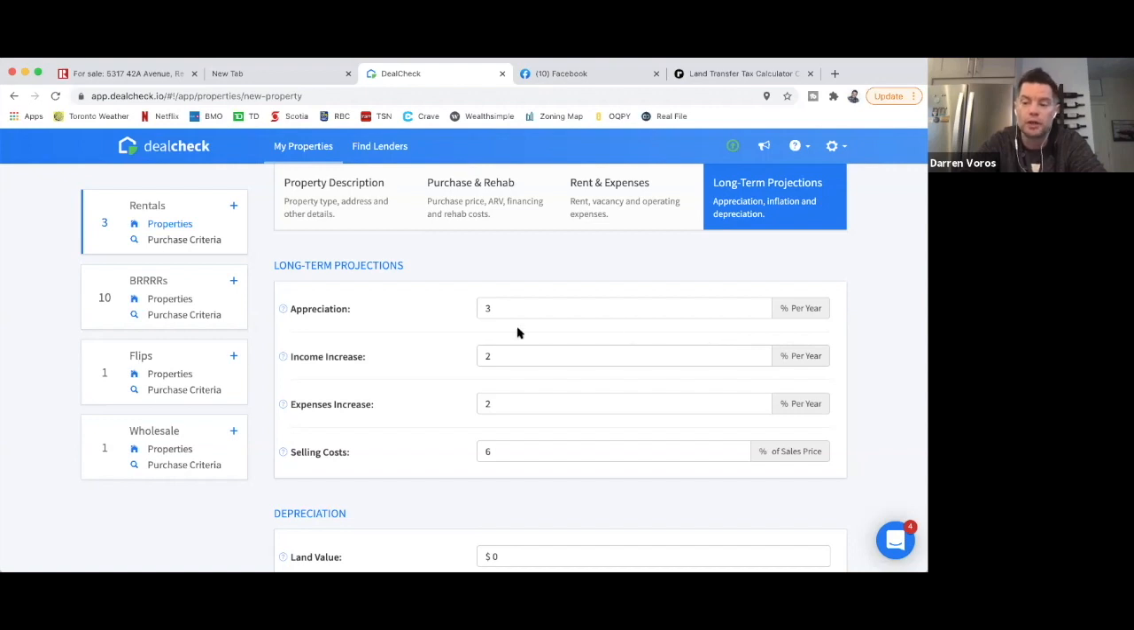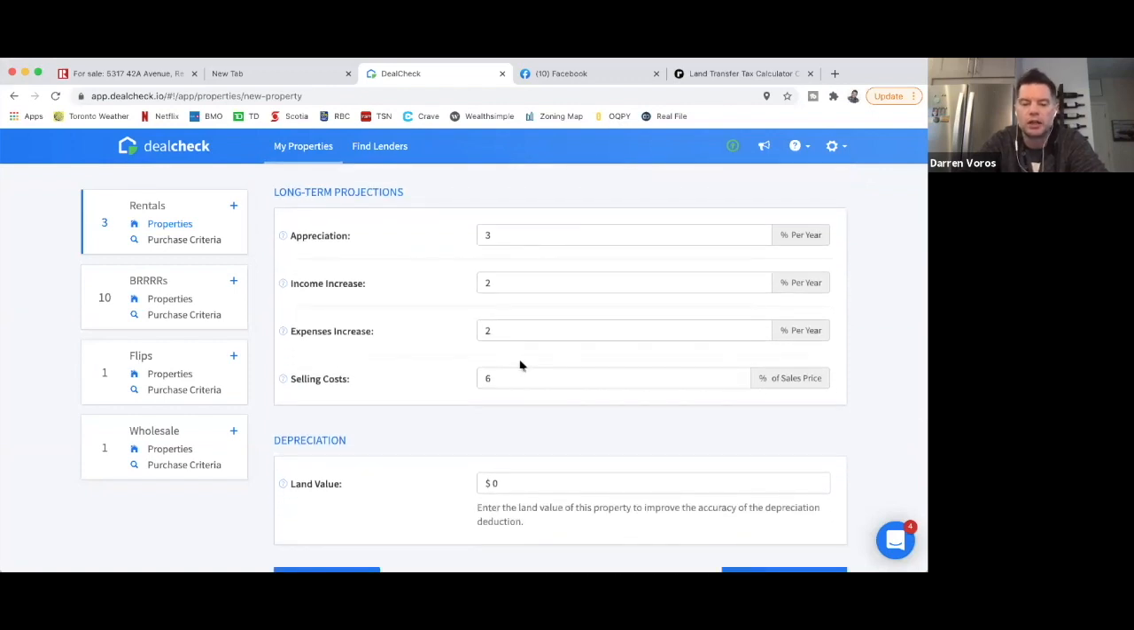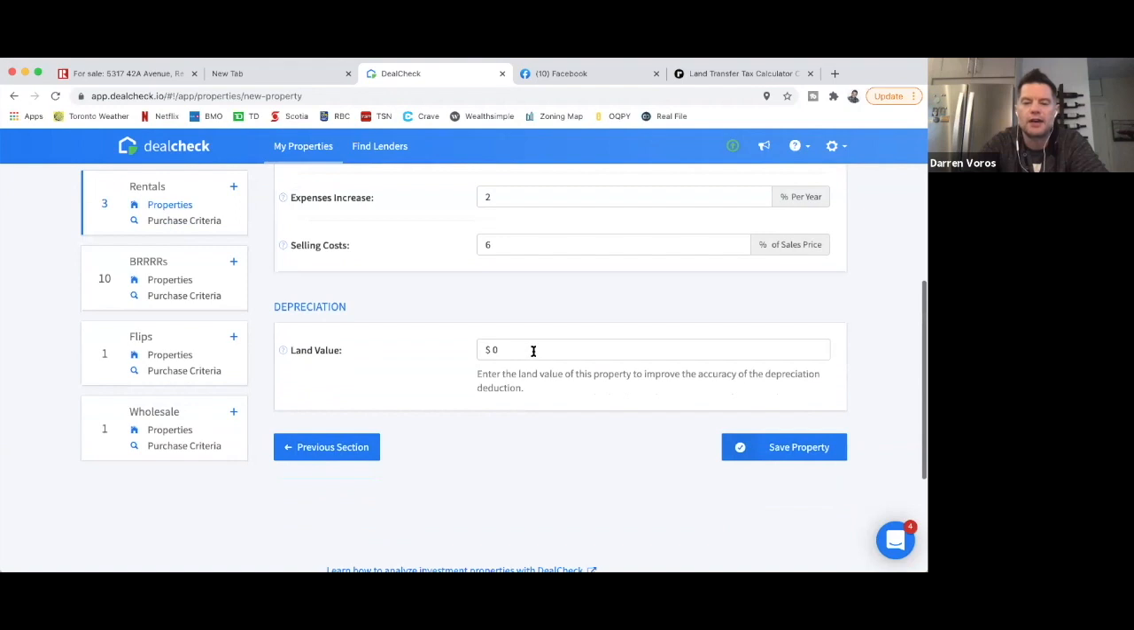This year's 0 because we can't do rent increases this year. But we'll keep it at 2%. Expenses will most likely increase at least 2%. And if we ever wanted to sell this building, we've got selling costs of 5% plus HST. So we're going to keep that at 6% there. The land value, we don't know. And so we're going to save this property.